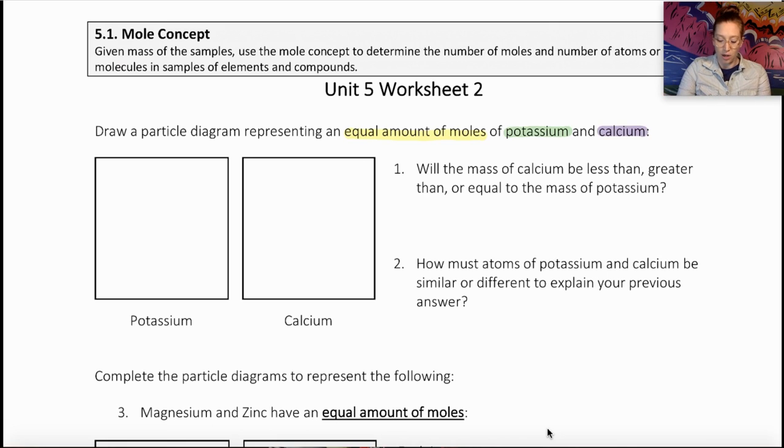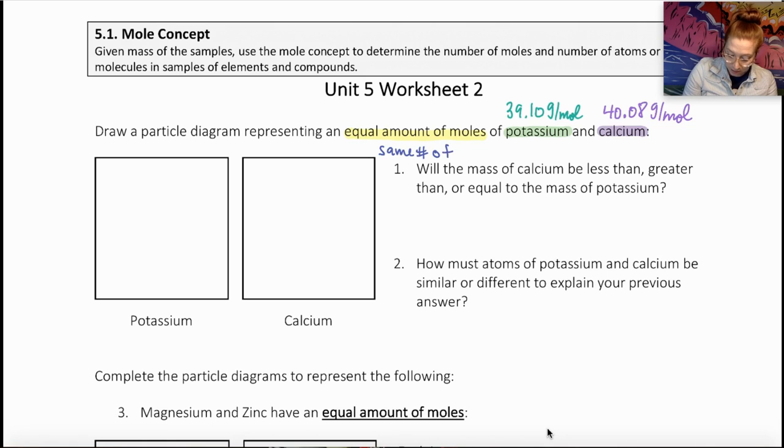Before I do anything, I want to go ahead and start by looking up the masses on the periodic tables for these elements and express those as molar mass. So that's going to be in grams per mole. So when I look at potassium, this is 39.10 grams per mole. And then calcium is 40.08 grams per mole. Okay. Big important thing here is if we have the same number of moles, this means we're going to have the same number of particles.